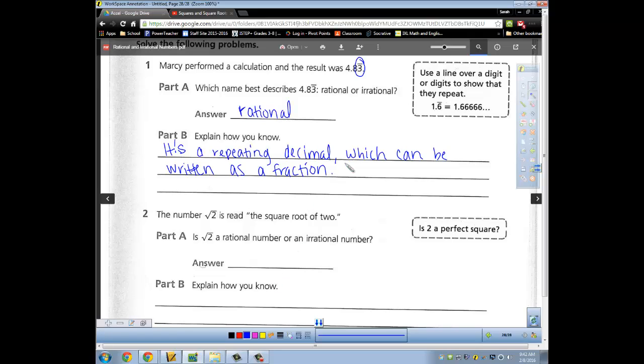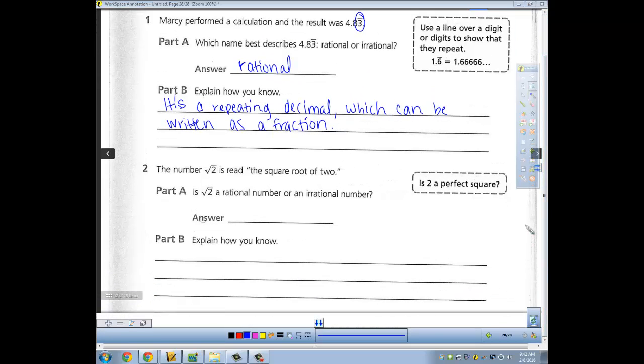Number 2, square root of 2. The number square root of 2 is red. Part A, is square root of 2 a rational number or an irrational number? So I'm going to think, is there a whole number I can multiply by itself to get 2? The answer to that is no, so it's irrational. Because 1 times 1 is 1, 2 times 2 is 4. 2 is completely overlooked. Part B, explain how you know.